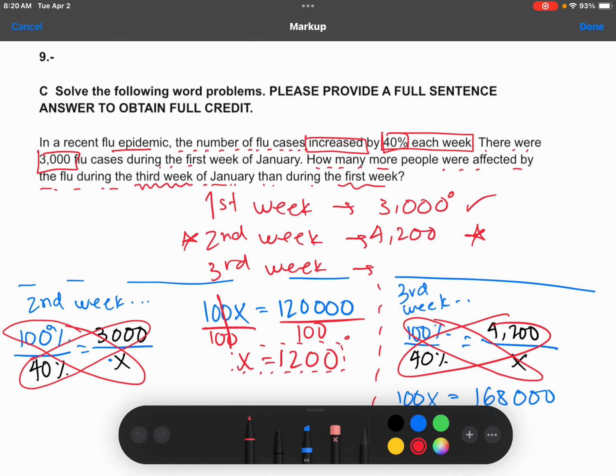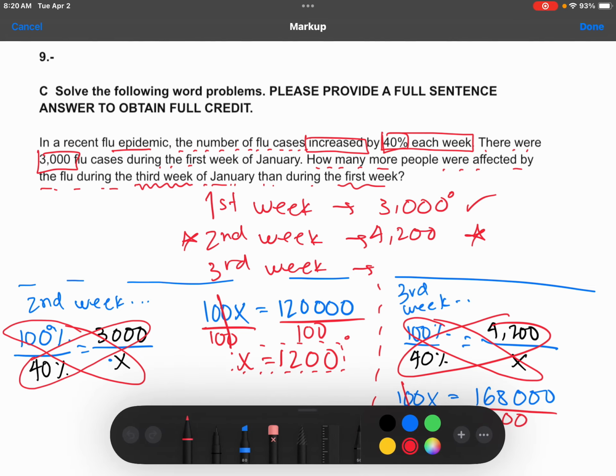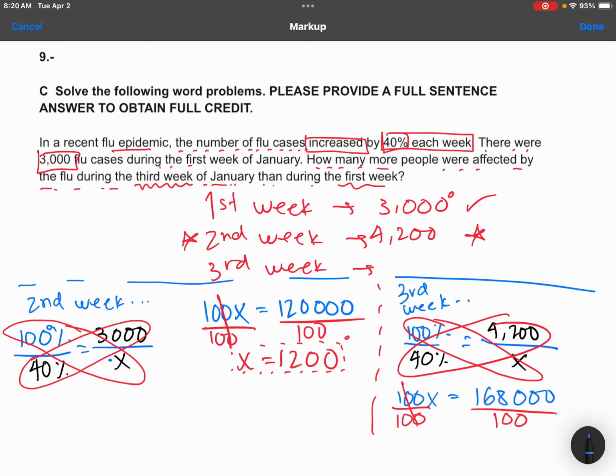They're okay. And how do I isolate the x, leave it by itself? I divide by 100. 100 is the number that multiplies the x, my coefficient. It needs to go. I get x by itself, and then I divide that number by 100. Simply, I get 1,680. Okay, and now for the third week, if we add over here 4,200 plus 1,680, we get the amount of people that were sick during the third week, which is a total of, let me use the calculator real quick.